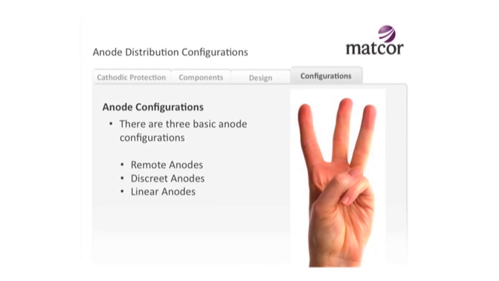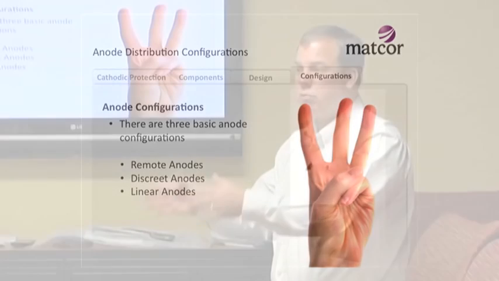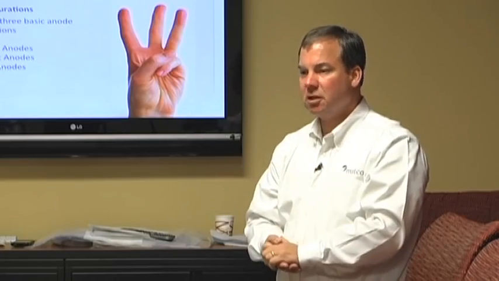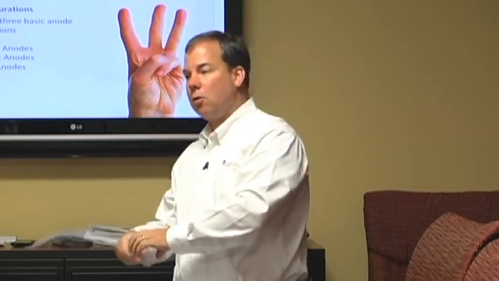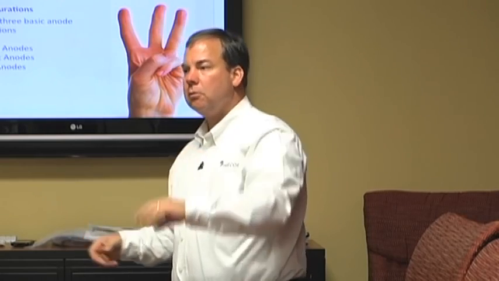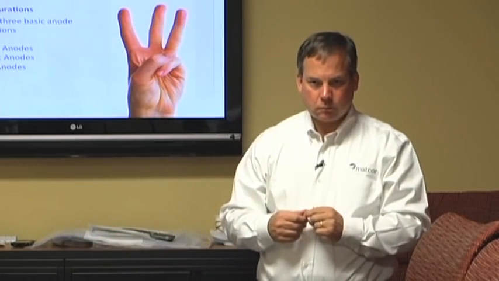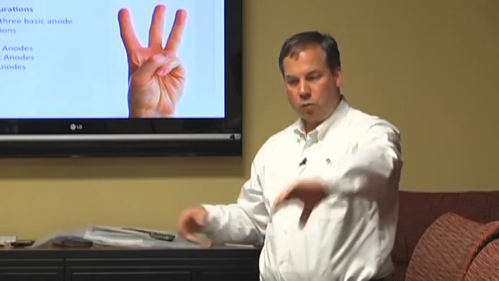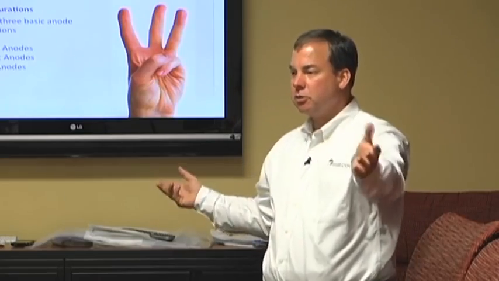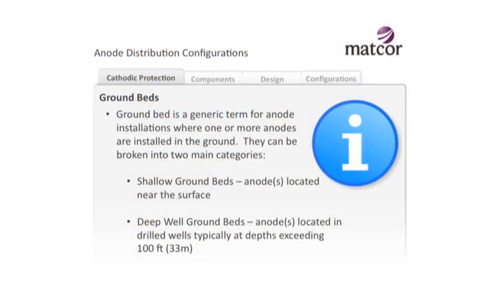There are basically three anode configurations or ways that we place anodes. One is called a remote anode. I'll go into that in detail here. One is called a discrete anode. It's a bunch of individual anodes that are discretely placed in selected locations. And the third way is what we call a linear anode. That's one long anode that runs a long length parallel to the structure you're trying to protect.